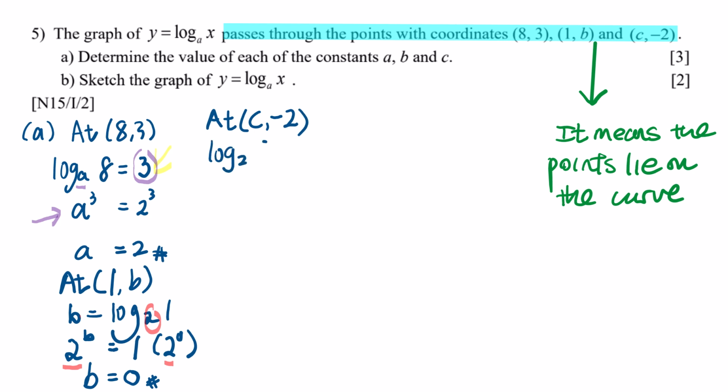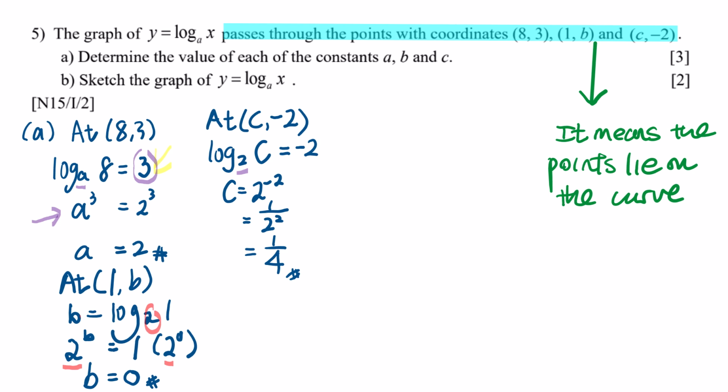Let's look at the third point. Right, let's do the same. So the power here is 2, so 2 to the power of negative 2 will give you c, and 2 to the power of negative 2 is basically 1 over 2 squared, and that gives you 1/4. So this question is relatively manageable.